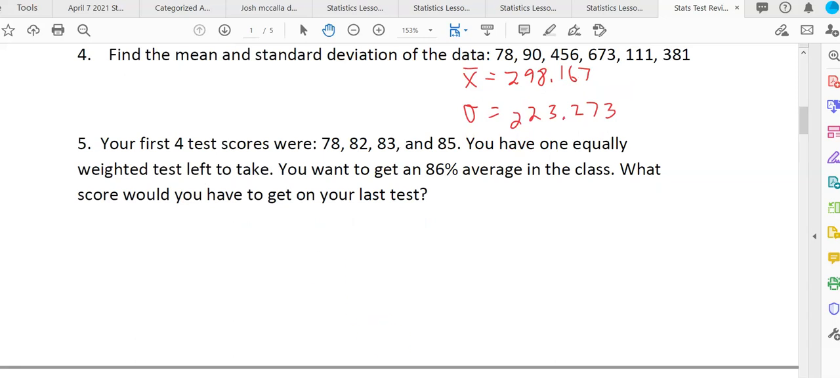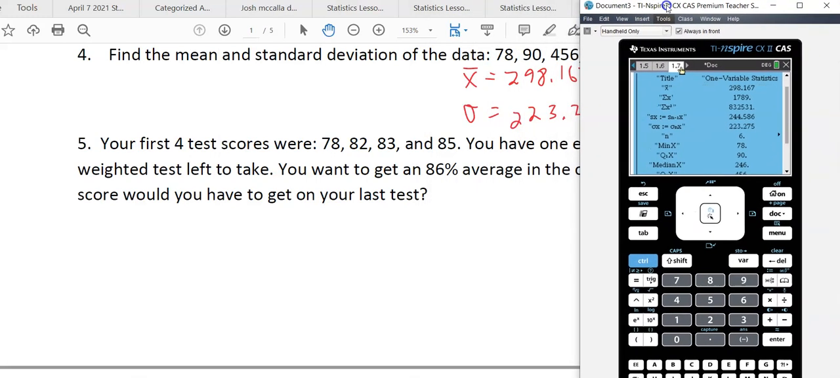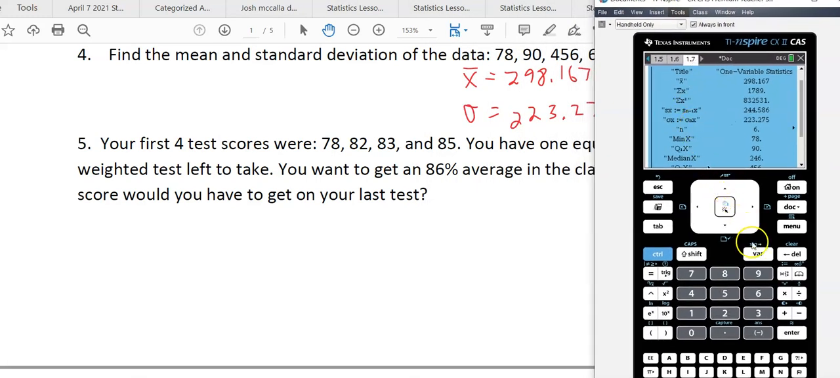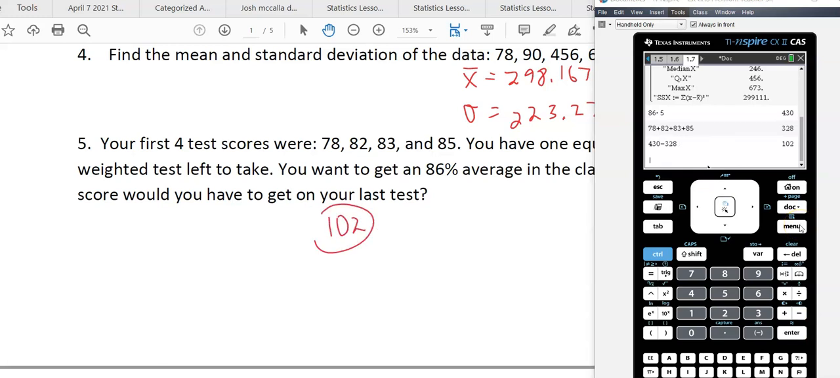So if I'm doing this problem, you can set it up algebraically if you want to. I'd say you have 5 test scores and you want to get an 86 average. So 86 times 5 is 430. Add up the other test scores you've already done. 430 minus 328. You've got to get 102 on the last test.